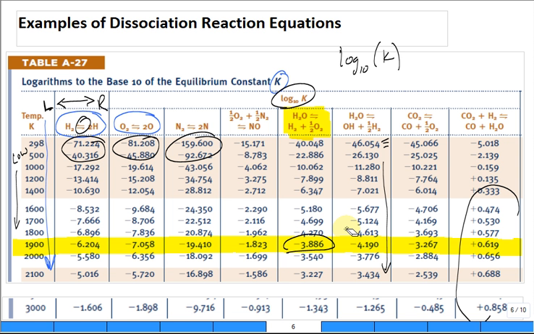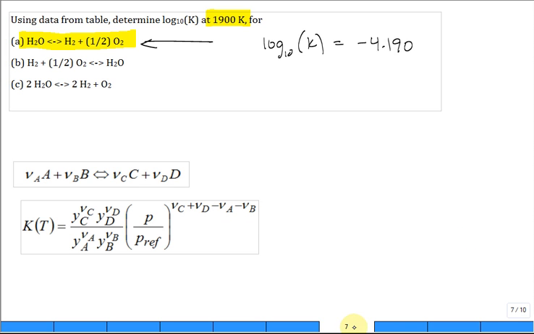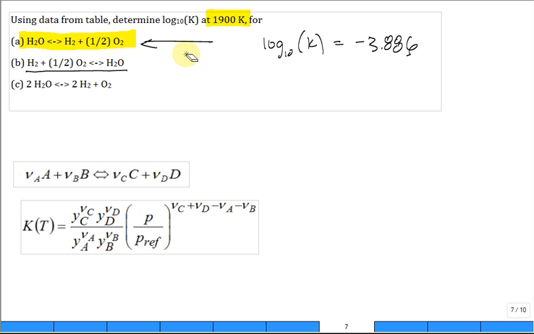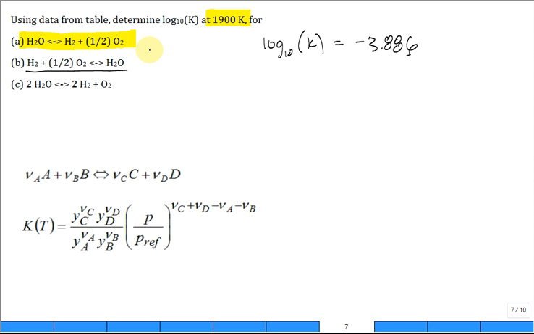So it's negative 3.886. So easy to mess up, isn't it? Okay. So that was just going to the table and reading it. Now they say, not that reaction, this reaction. So take a good look at this reaction. The first one is H2O dissociating to H2 plus 1/2 O2, right?